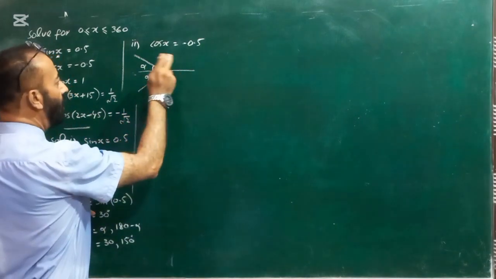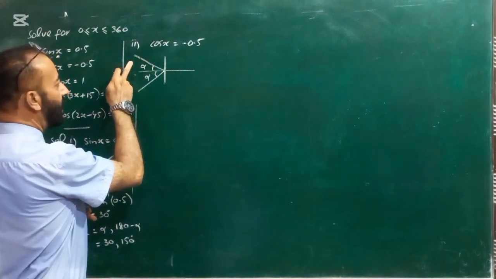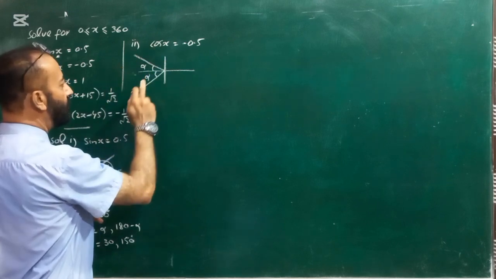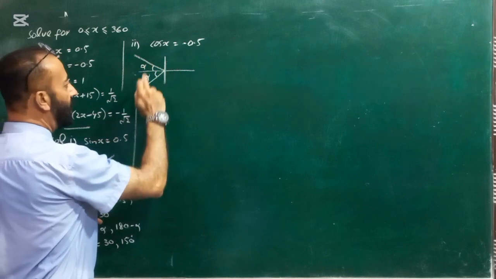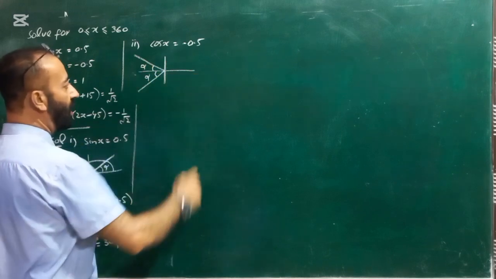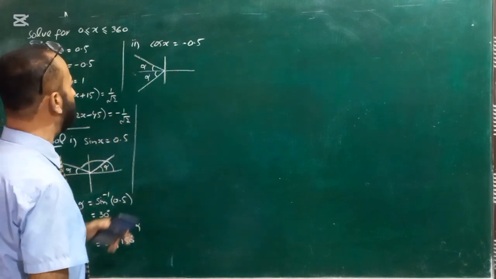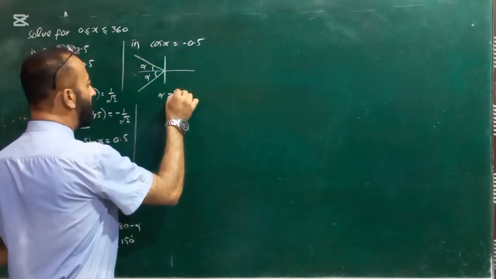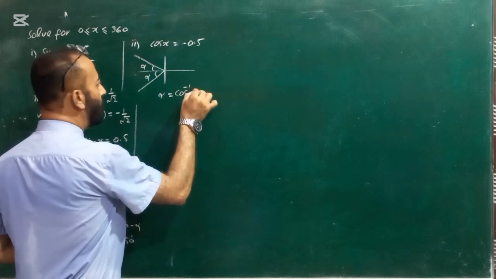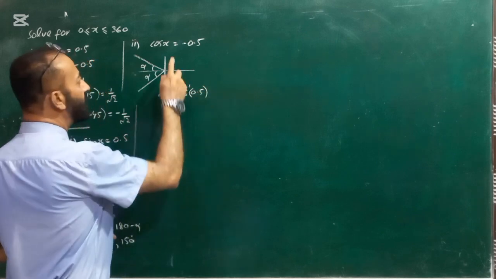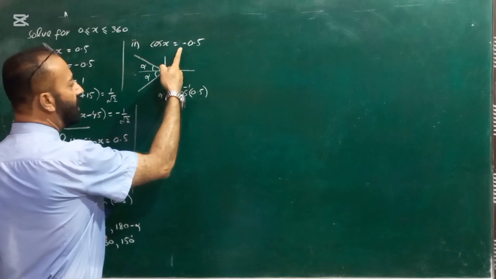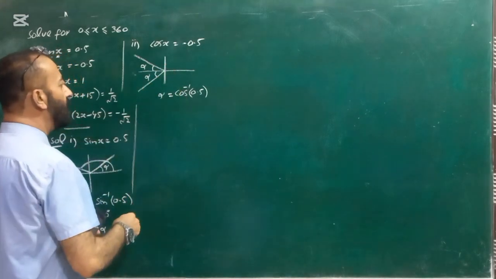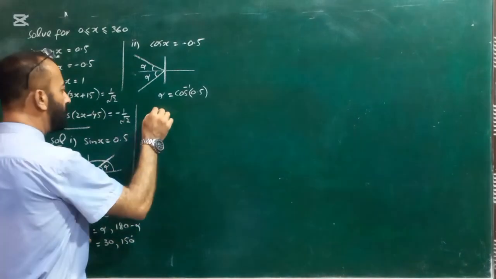Again listen, all students, in the second quadrant cos will be negative, and this is for tan. So again cos will be negative in the third quadrant. All students take chemistry, so in the first and fourth quadrants cos will be positive. So look now, further proceeding, alpha will be equal to cos inverse 0.5, because this sign has done its work. The task of this sign was to decide the quadrants. So look now, we are proceeding further.